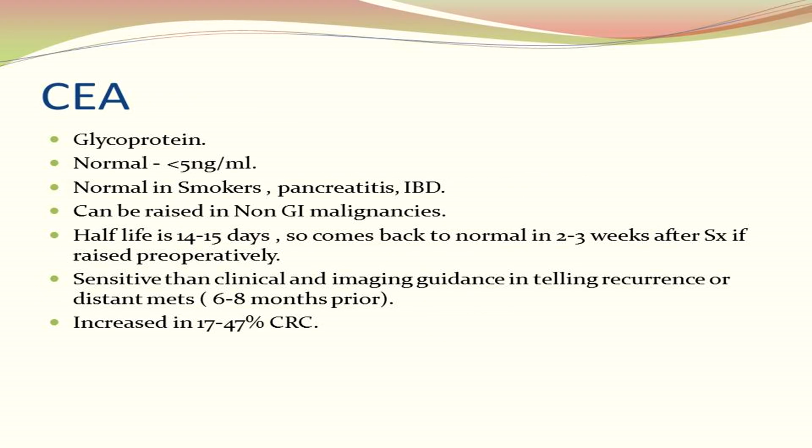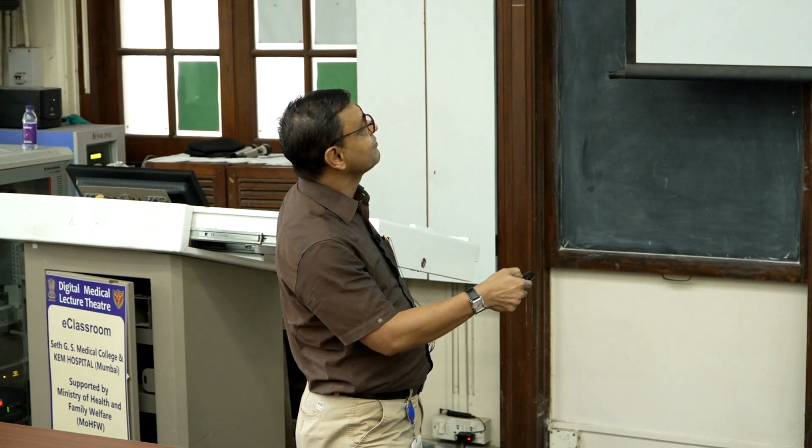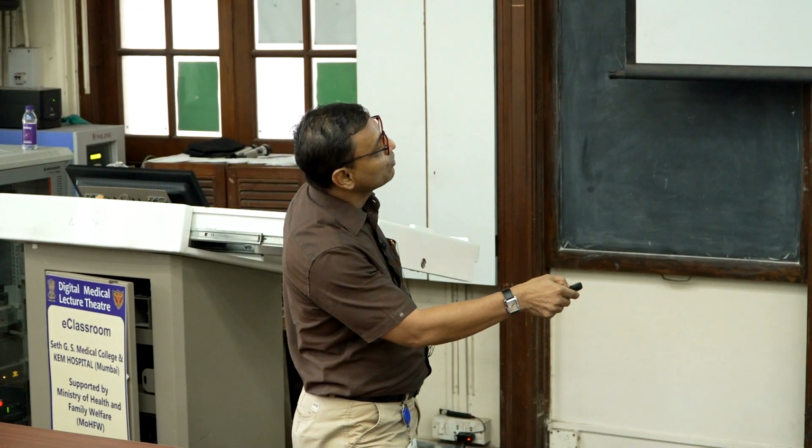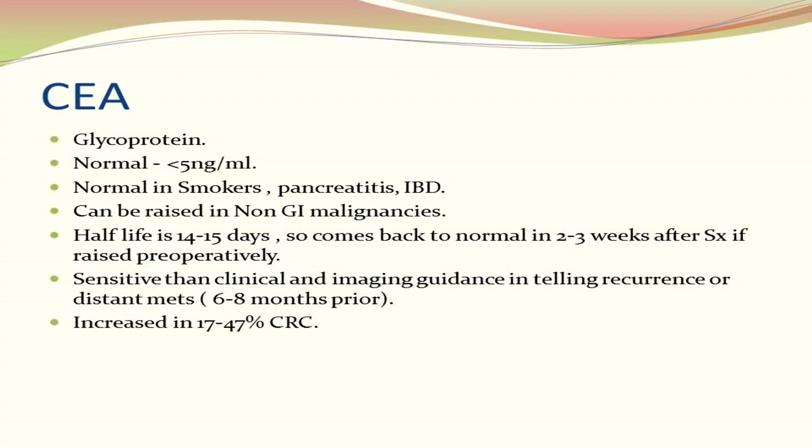Something about CEA: it is nothing but a glycoprotein, produced by goblet cells and mucosa of the intestine, and is an adhesion molecule. It can be raised in non-GI malignancy. More importantly, the half-life of CEA is 14 to 15 days. That means if I remove the tumor today, tomorrow things are not going to come back to normal. It's only after 15 days that things are going to come back to normal. That's why the half-life is 14 to 15 days. So it comes back to normal only 2 to 3 weeks after surgery.